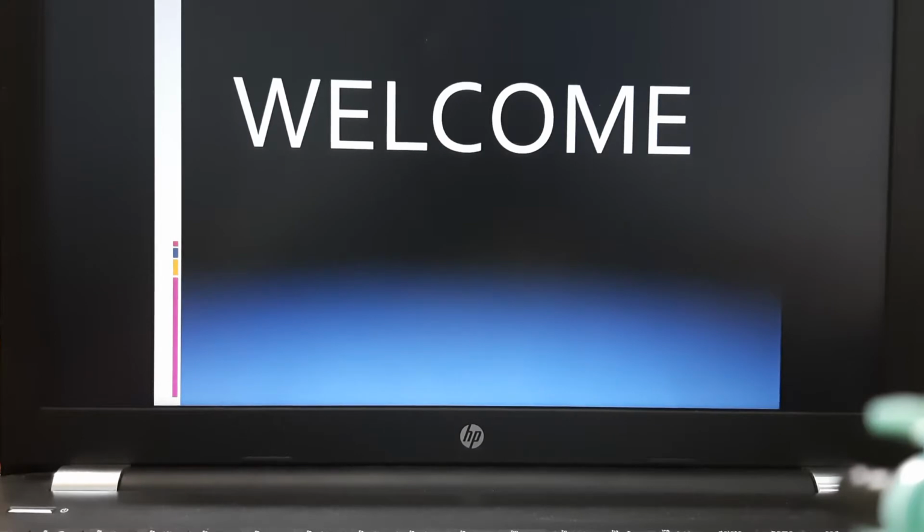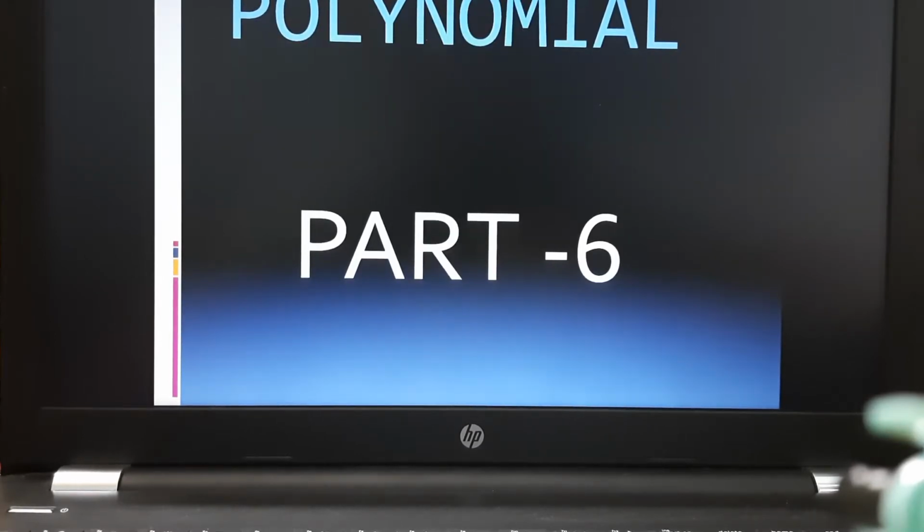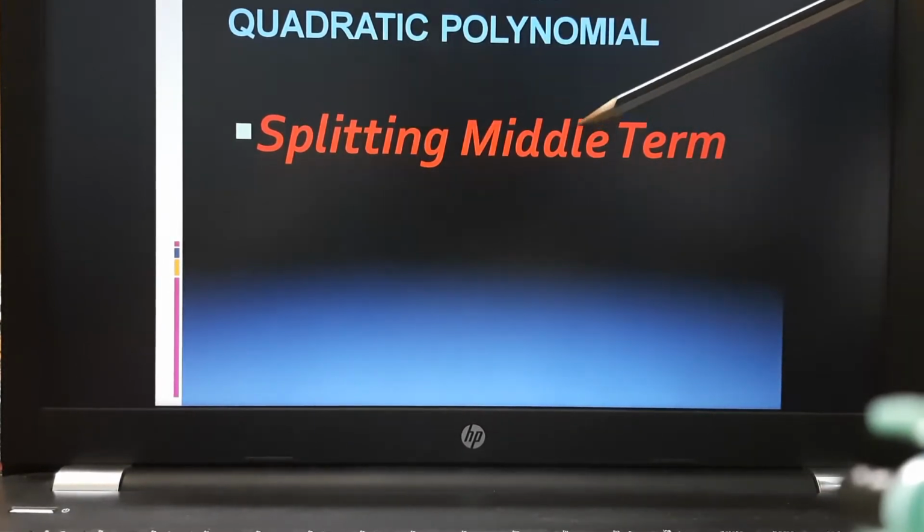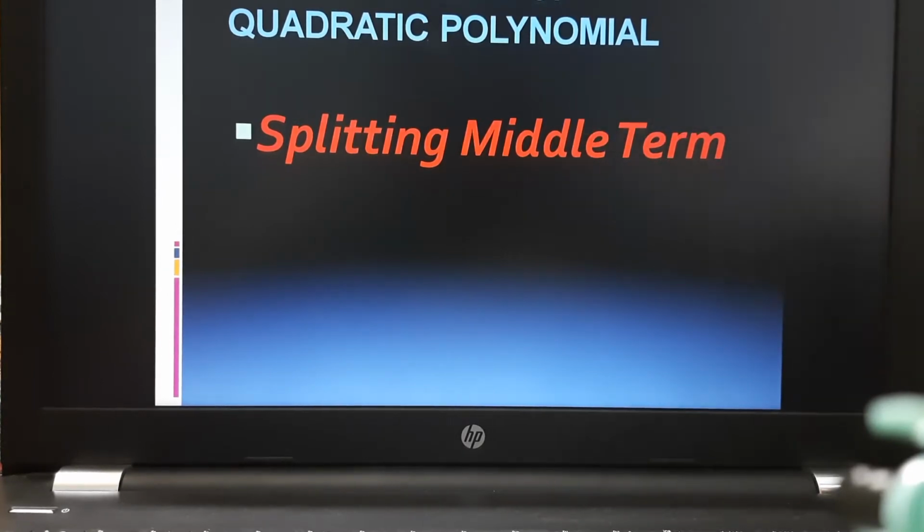Today we are going to learn the chapter polynomial. In this part, we are going to learn a new concept, that is finding zeros of a quadratic polynomial by using the splitting middle term. Concentrate on this term, splitting middle term. This whole topic depends upon the middle term, right?